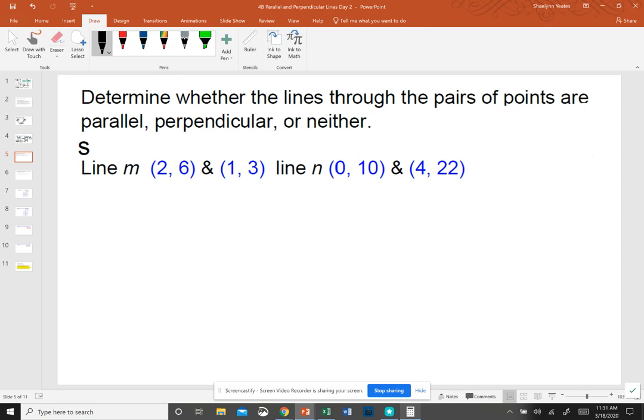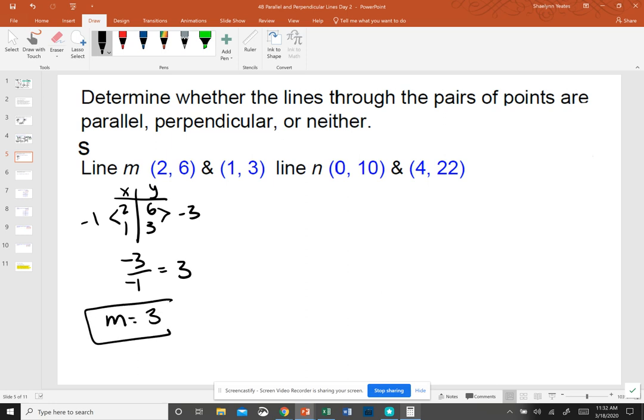Okay, we're going to do the same thing here. We're going to determine if these are parallel, perpendicular, or neither. So the first thing I'm going to do is make a table. Got 2, 6. Got 1, 3. This went down by 1. This went down by 3. Now remember, I always put y over x, so this would be -3 over -1, which is just 3. So my slope is 3.